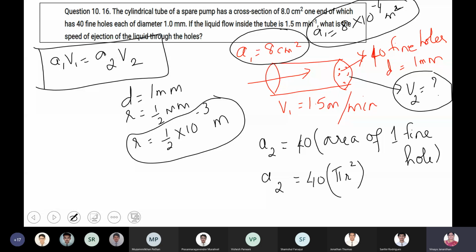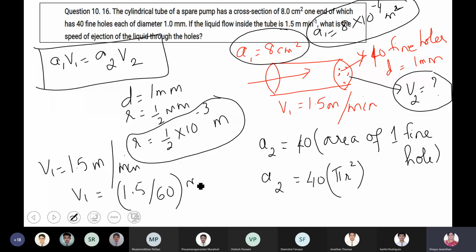So you have to be careful. What is V1? V1 is 1.5 meters per minute. So how should you convert V1? V1 is 1.5 meters per minute, so you have to convert it to seconds. So V1 is 1.5 by 60 meters per second. Is that clear? The entire board looks clumsy. Should I erase and write it properly?